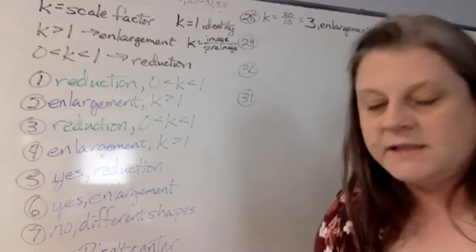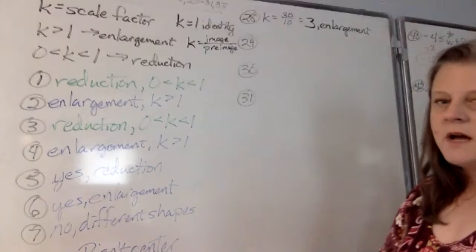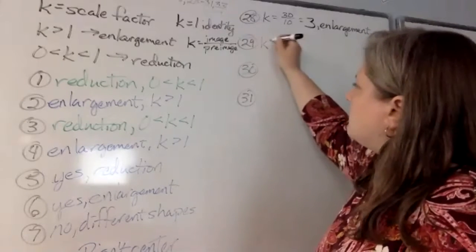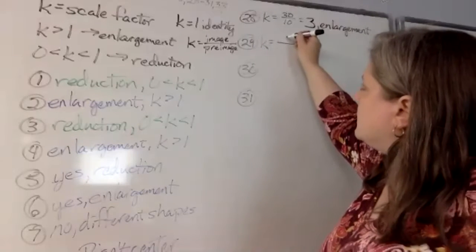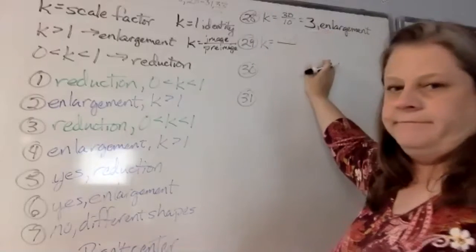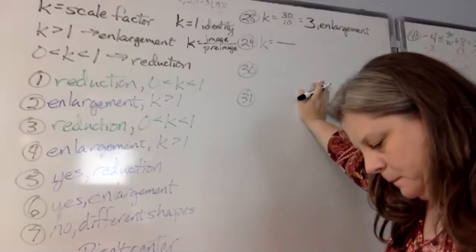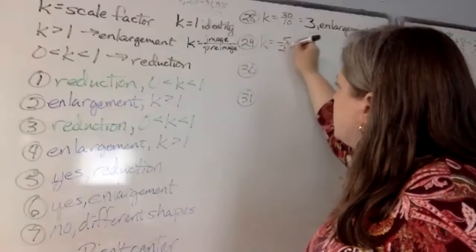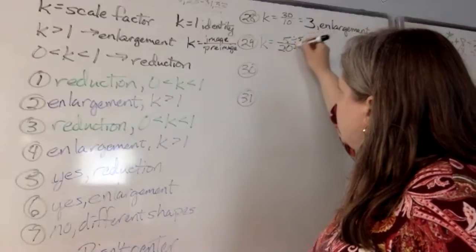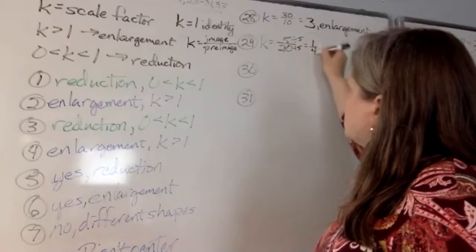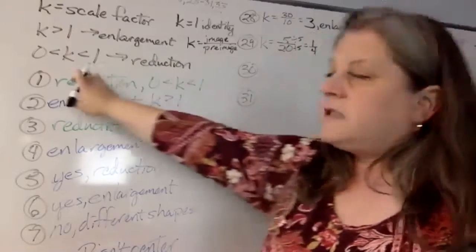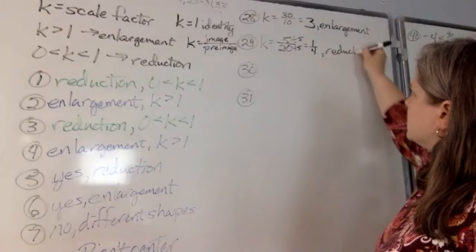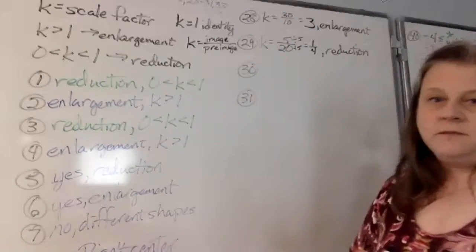Number 29 says PN is 20 units. PN prime is 5 units. Which one goes on top? The prime. Oh, 5 goes on top. So I have 5 over 20. I can reduce that, so I get a fraction. A fraction is between 0 and 1, so that picture is a reduction.